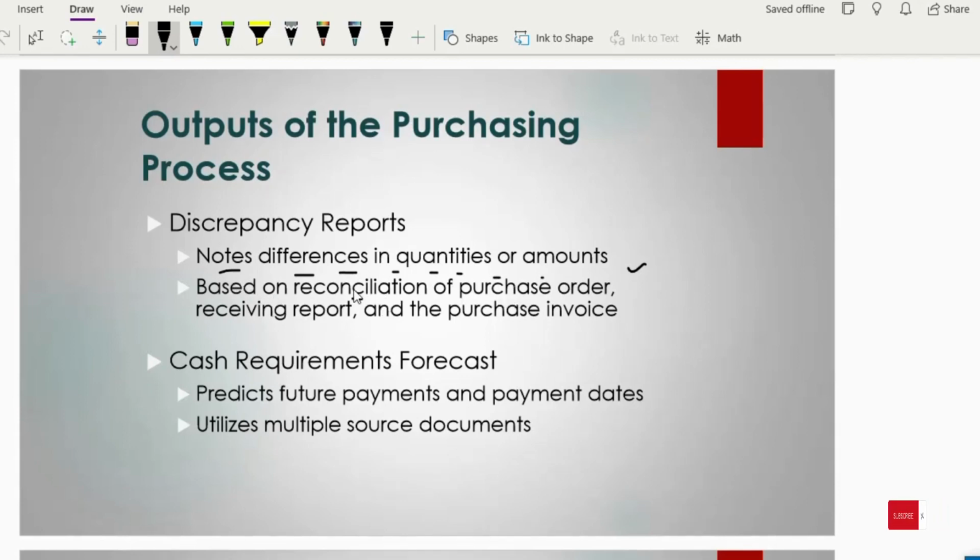And how do you get the discrepancy report? Because you enter the data in the system, and based on that, this report is generated. So it is based on the reconciliation. When you receive the goods, you match them with the purchase order, the receiving report, and the purchase invoice. When you match all these documents with the physical goods, you can find out how many differences there are. Also, you can forecast future payments, how much money you are supposed to pay in the future for these purchases which are on credit basis.